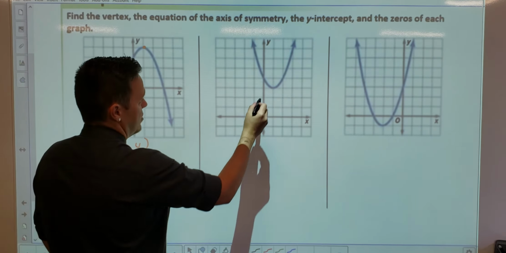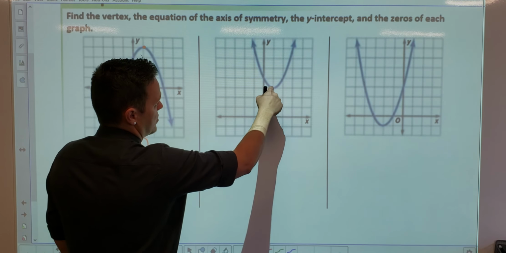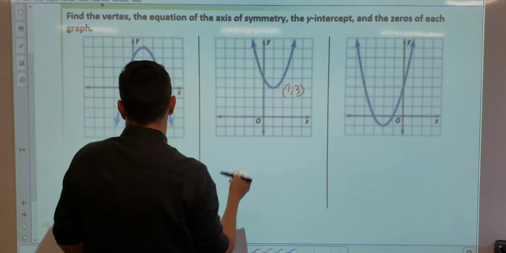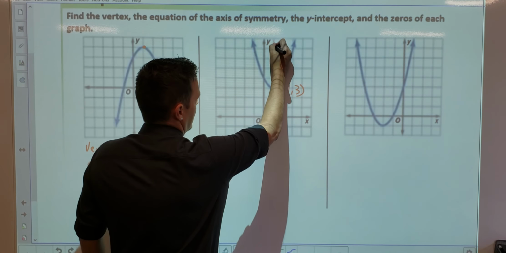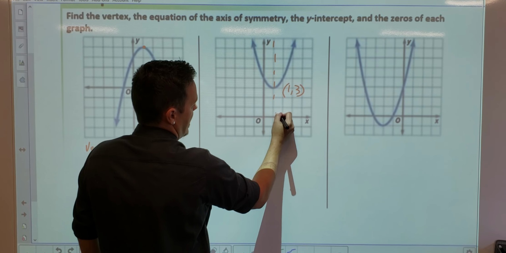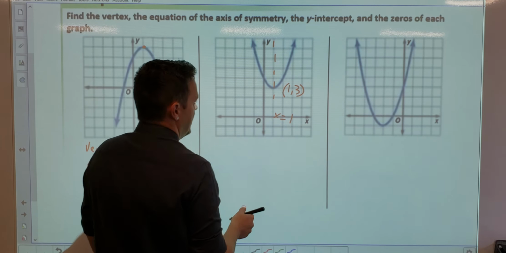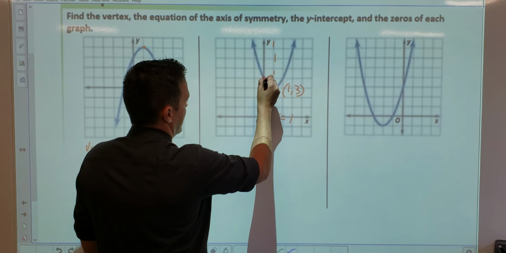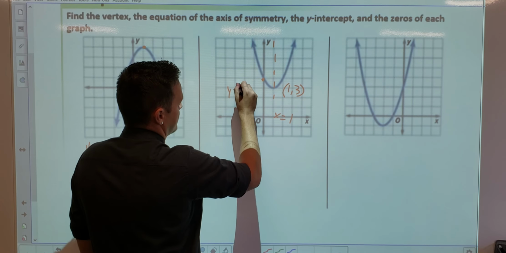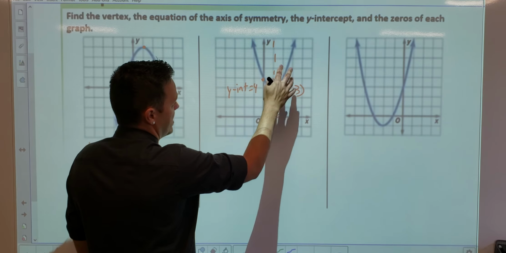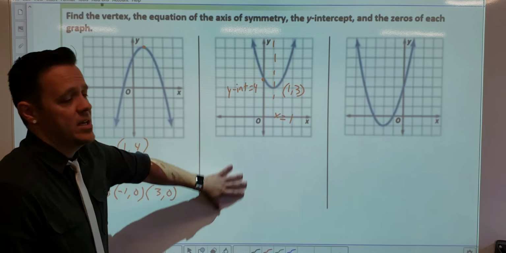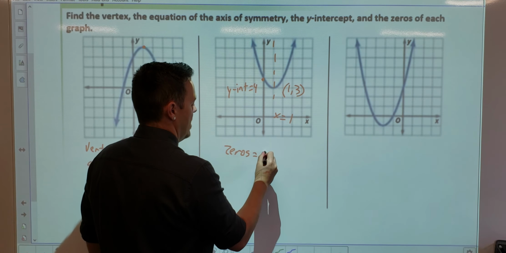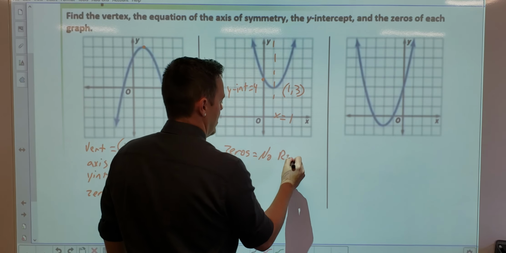Okay, this one here, your vertex is going to be at 1, 2, 3. So your vertex is (1, 3). All right, your axis of symmetry would be right here, and is x equals 1. And then my y-intercept is 1, 2, 3, 4. That is, the y-intercept is 4. Now I'm writing it up here to make it easier for myself. You guys write it down here. And then the zeros are in fact what? No real solutions.